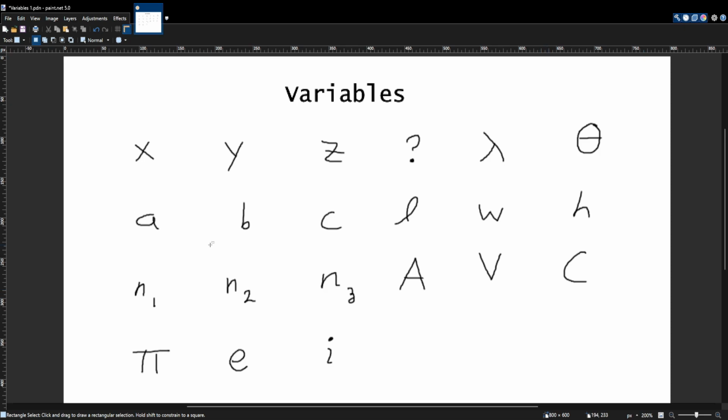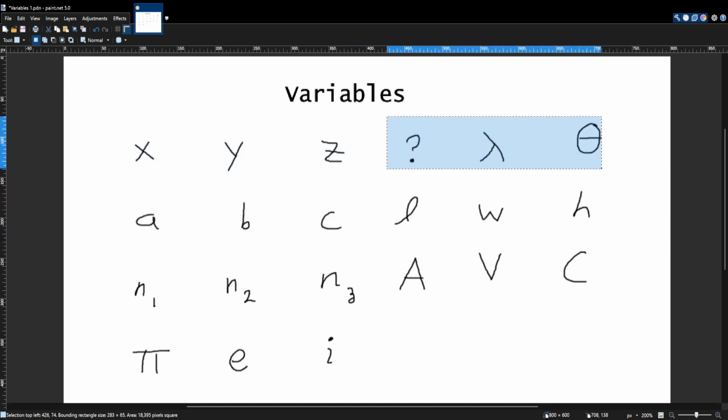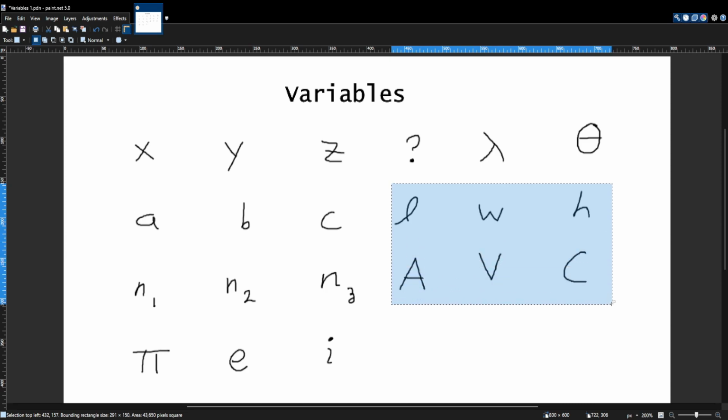some amount. Sometimes we know what that amount is, sometimes we don't. Usually, we don't. The normal variables we use are things like x, y, and z, sometimes a, b, and c, sometimes more fancy values like these ones over here. Sometimes we use L, W, and H. These are very common in geometry, along with these capital letters down here, A, B, and C.